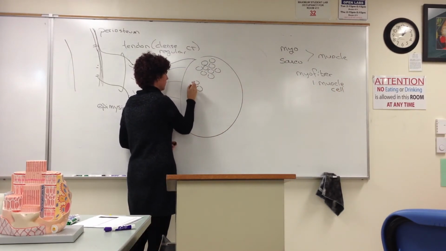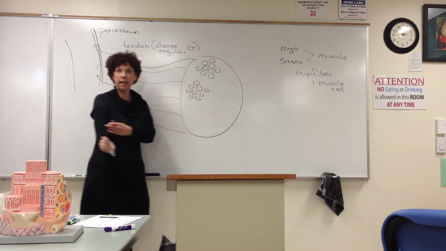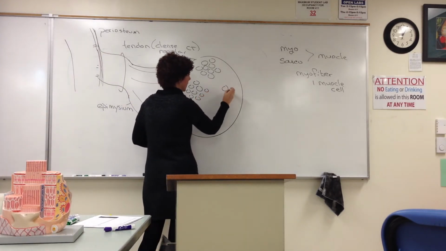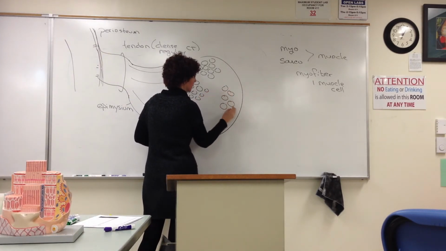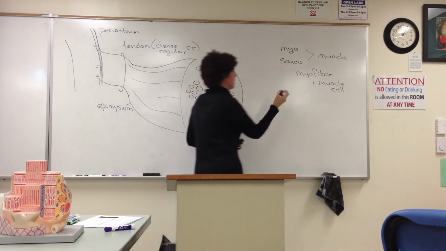So there's a cluster, and again, these are cut in cross-section as well, because muscle cells are the same length as the muscle. So if I have a muscle going from my lateral epicondyle to my wrist, that's the length of the muscle cell. All right, so this is just cutting them in cross-section. That's why we're seeing them in a circle. So I'll draw another fascicle over here. So a cluster of cells is a fascicle.